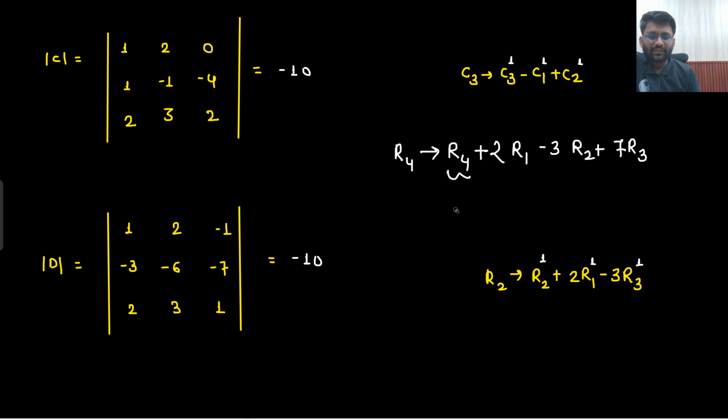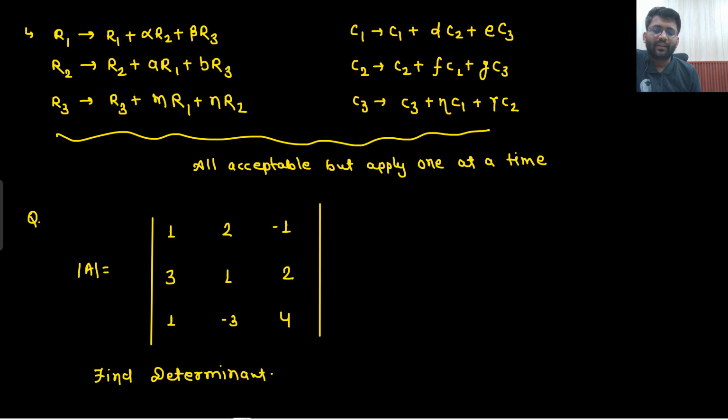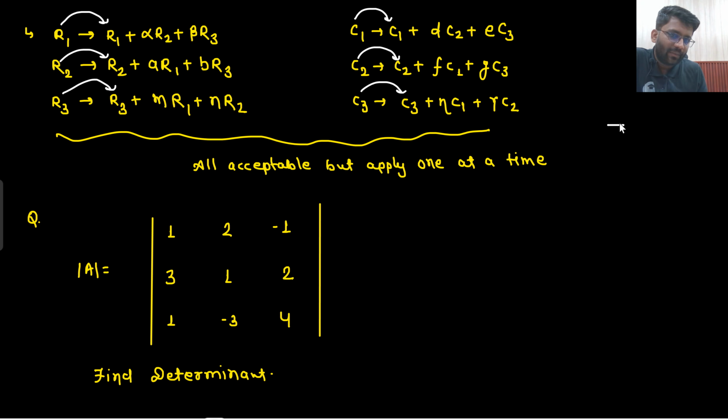Okay. So this is another property. So what all properties we have seen? This is how I have written the property. They are saying that R1 could be replaced with R1 plus alpha R2 plus beta R3. R2 could be replaced with R2 plus A R1 plus B R3. R3 could be replaced with R3 plus M R1 plus N R2. Same goes with columns as well. But this remains as it is: C1 as it is, C2 as it is, C3 as it is, R1, R2, R3 as it is. So this is the sign of replacing.